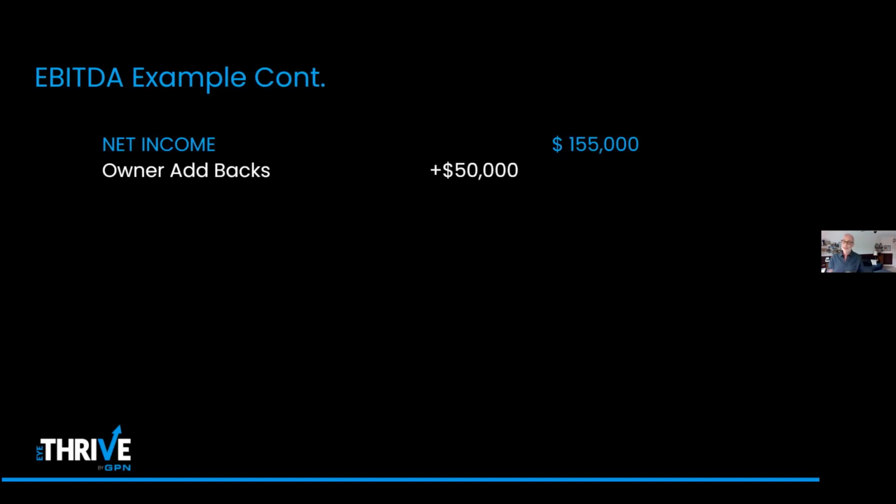going to discuss Addbacks, and we're going to go a little bit deeper. We're going to do a little session on Addbacks to explain it. For the moment, let's just say there's a category called Addbacks here. I'm going to define Addbacks for the moment as discretionary expenses, and we're going to leave that on the side for a second. But those get added back to our net income, which increases our EBITDA to $205,000.